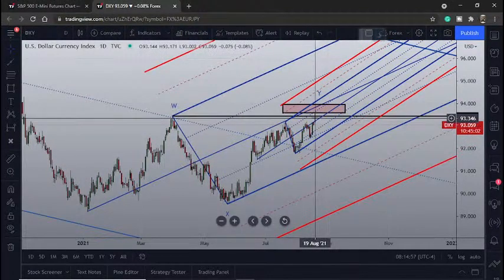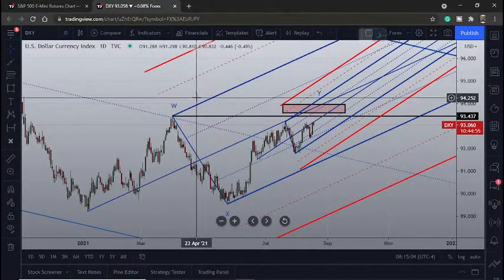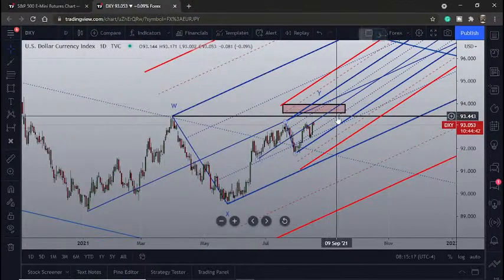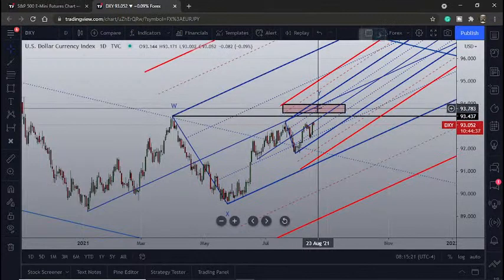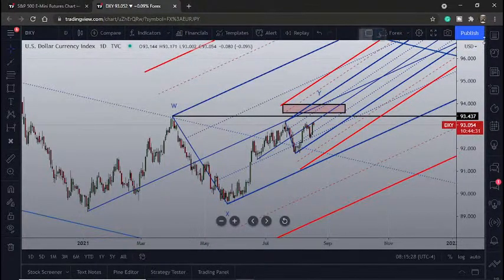But if we do break above this, then I think there's a very good chance that we're going to test this high in March. And obviously, if the dollar index strengthens, then all other cross-currency pairs traded versus the US dollar, like your majors, pound US dollar, euro US dollar, etc., will then weaken if the dollar index goes higher. But eventually I think they will recover, and obviously we'll have to see if or when price reaches this area. Okay.